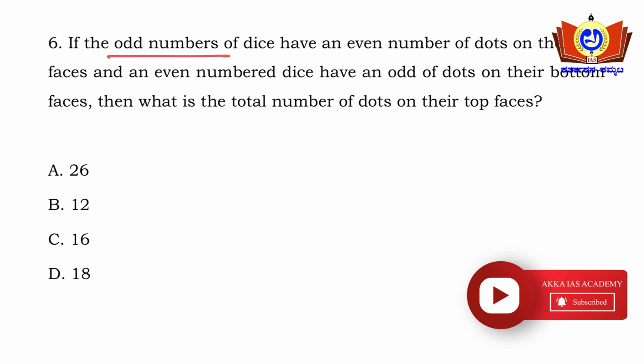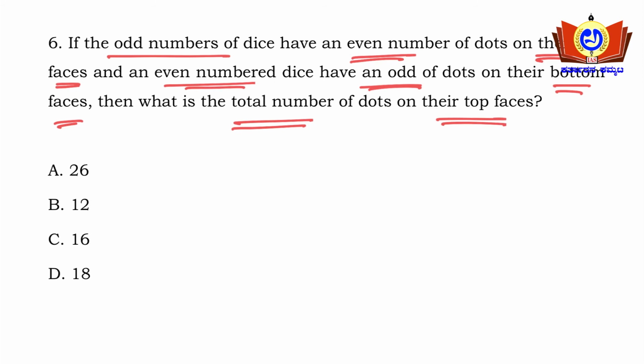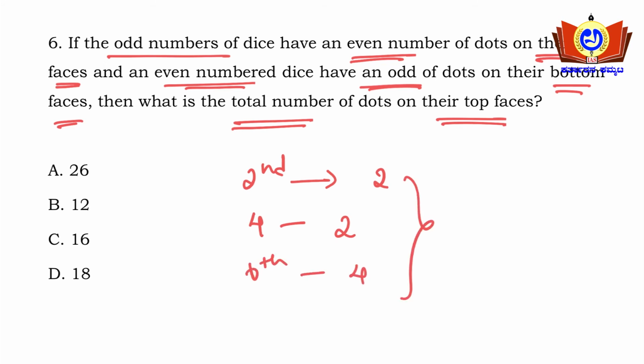If an odd number of dice have an even number of dots on their top faces, and an even number of dice have an odd number of dots on their bottom faces, then what is the total number of dots on their top faces? Okay, see, in a similar fashion you need to solve the problem here. So for the second dice, directly I'll be telling you, you'll have the top face as 2, and for the fourth dice, that is 2 again, and for the sixth dice it will be 4. Okay, the top faces of dice 2, 4 and 6 are 2, 2 and 4 respectively.